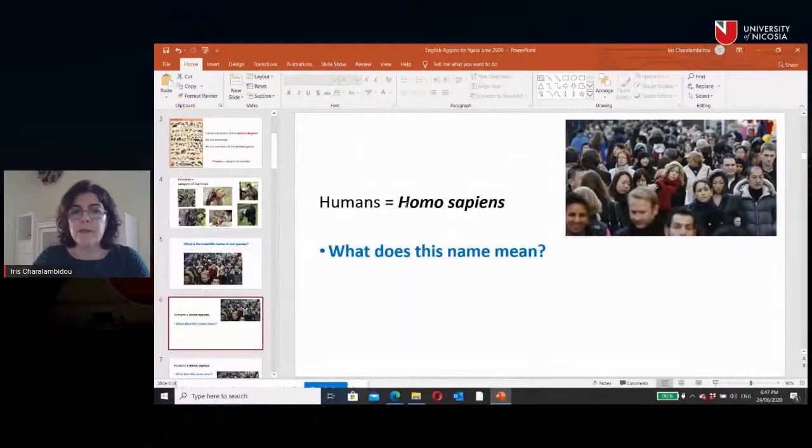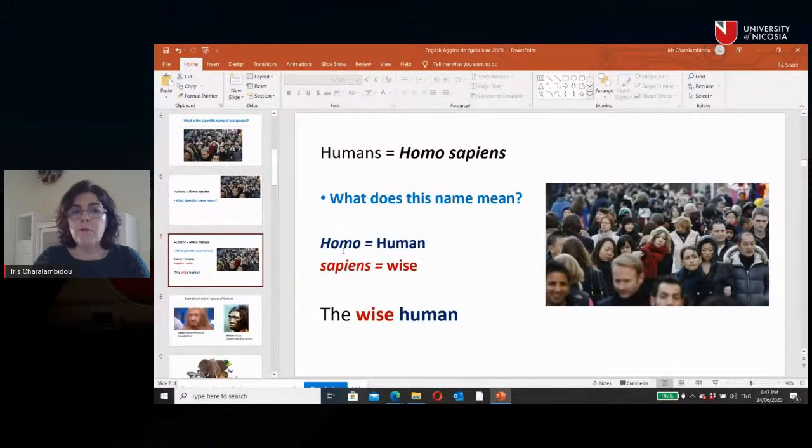Our scientific name is Homo sapiens. What does this name mean? Homo means human and sapiens means wise. So Homo sapiens means the wise human. I'd like you to notice that this is the genus Homo and it means human. And within this genus, there are at least 10 or 11 species of humans. However, all of the other human species have gone extinct. The only human species that still exists nowadays is our species.